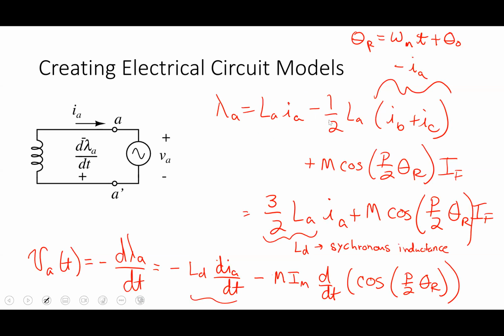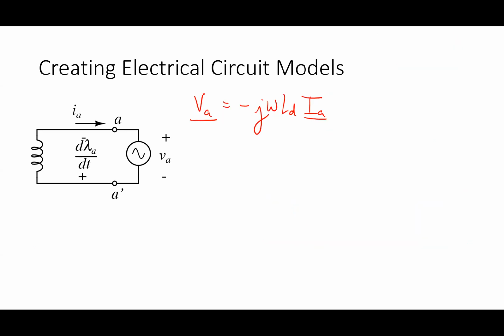And what do I do with this term here, d by dt of cosine P over 2 theta R? Well, that guy is a cosine function of time, right? So he's got a phasor too. Without getting too in the weeds on the math, this whole thing becomes minus j omega M IF, and he's got an angle of P over 2 theta naught, like that.